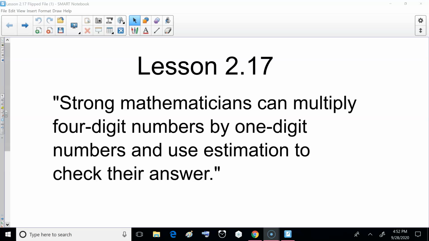So, welcome class to today's lesson, lesson 217. Strong mathematicians can multiply four-digit numbers by one-digit numbers and use estimation to check their answers. So get out your notebook, your pencil, write down today's date and the lesson, and let's get started.